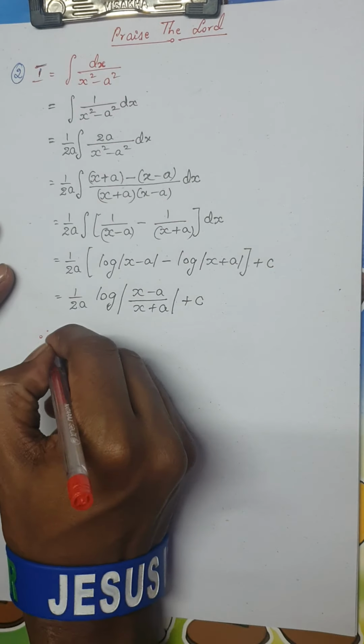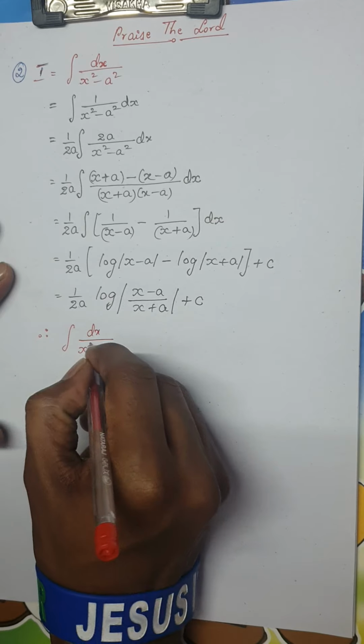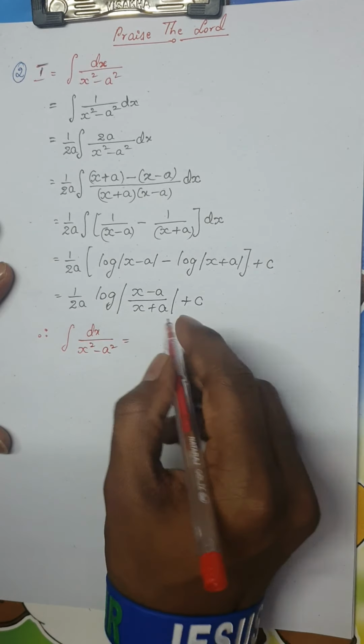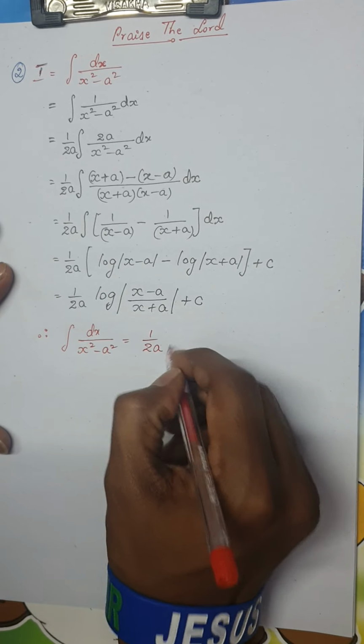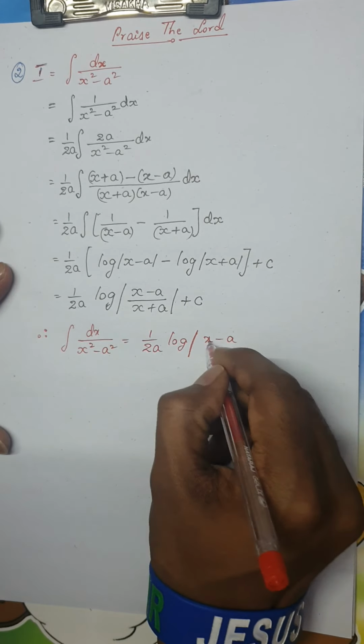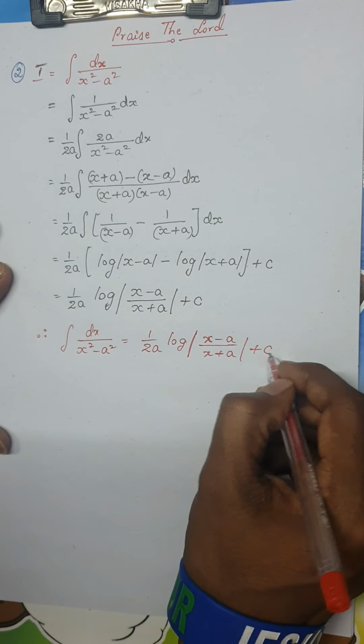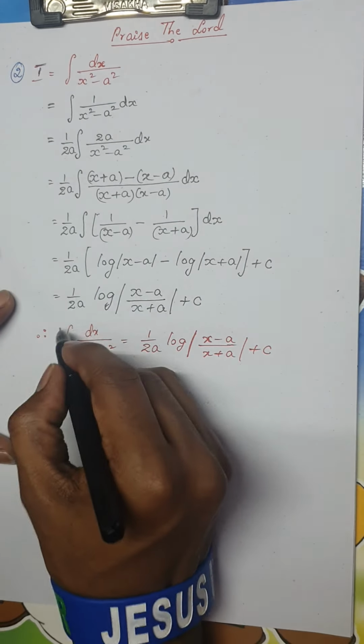Therefore, let me write the final result. Integral of dx divided by x square minus a square is nothing but 1 divided by 2a into log of mod x minus a divided by x plus a, plus c, which is the constant of integration.